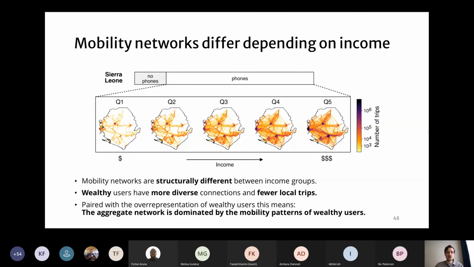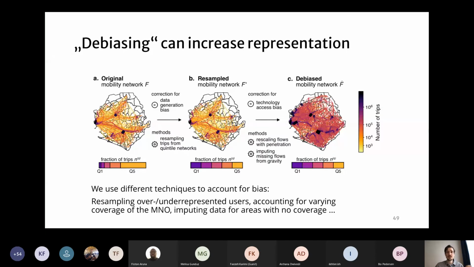And this can be an issue if you just use this data set and do research with it without accounting for this, because your results will be skewed to represent more wealthy users. So I just want to briefly show we've then worked on methods for how we can debias this data set.